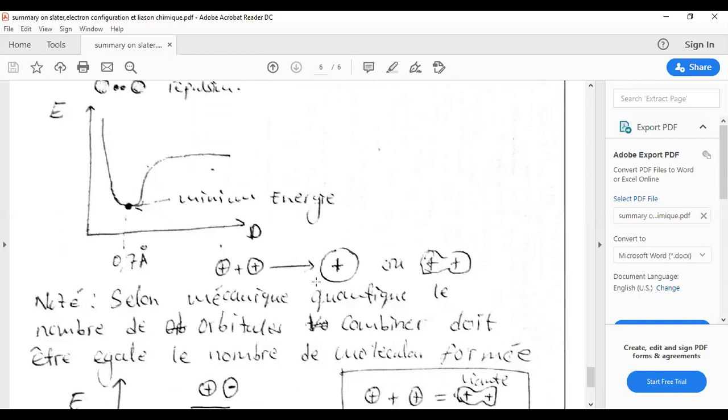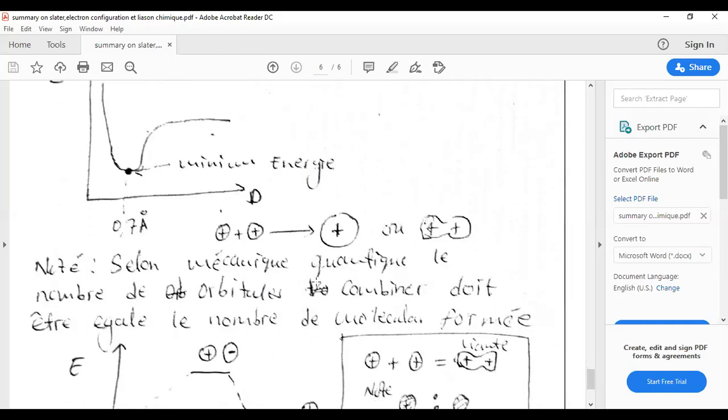But there is a second case, because what you should know is that, selon la mécanique quantique, le nombre d'orbitales combinées doit être égal au nombre d'orbitales moléculaires formées. So if I'm adding two orbitals, this is S, since it's for hydrogen, I must form two molecular orbitals, when they bond together. I've only formed one, meaning I have to find the other one.